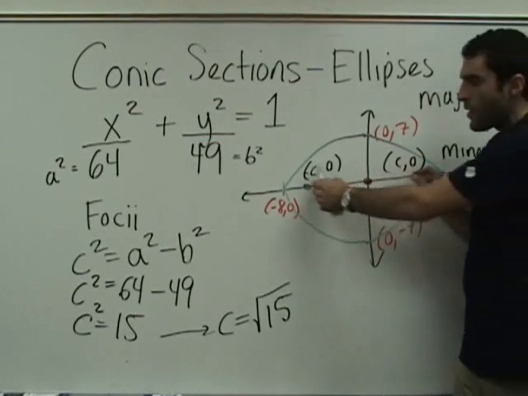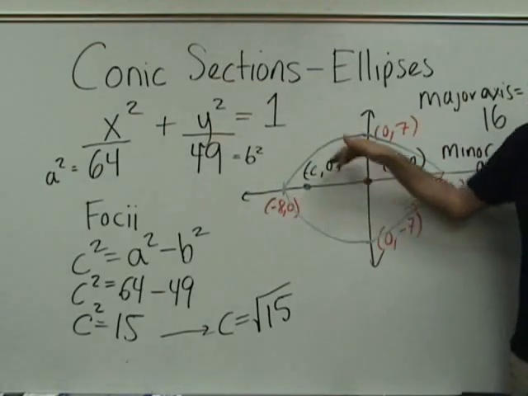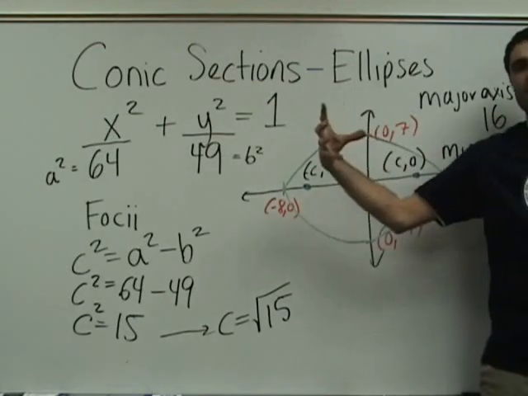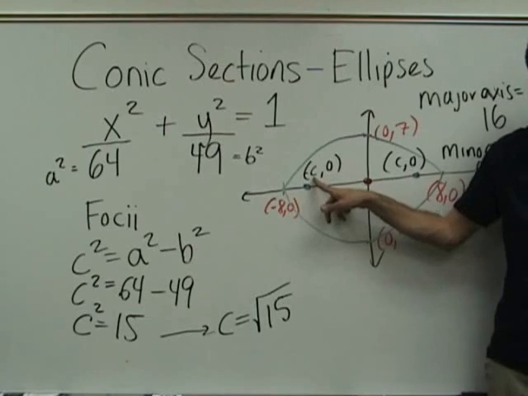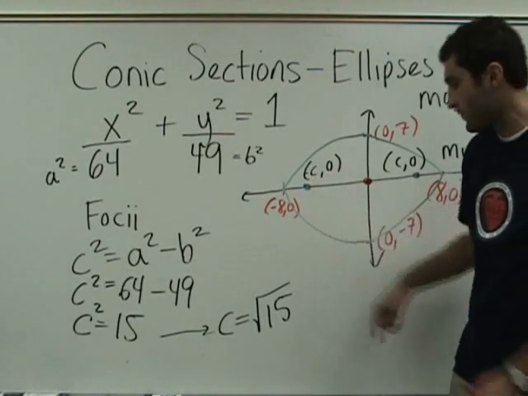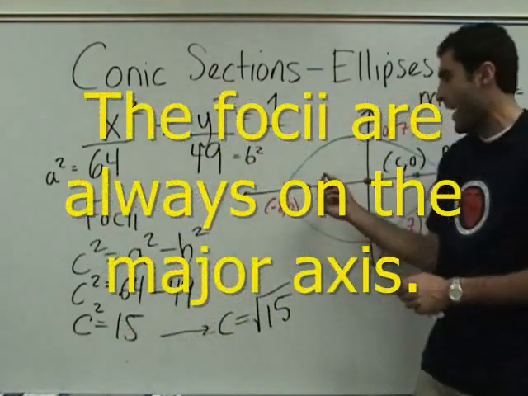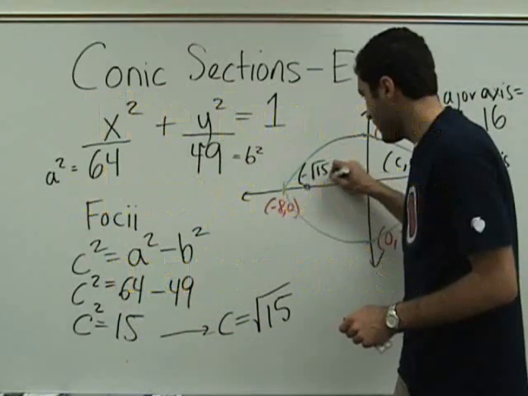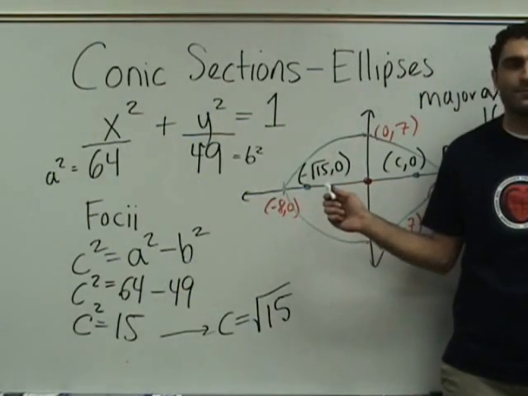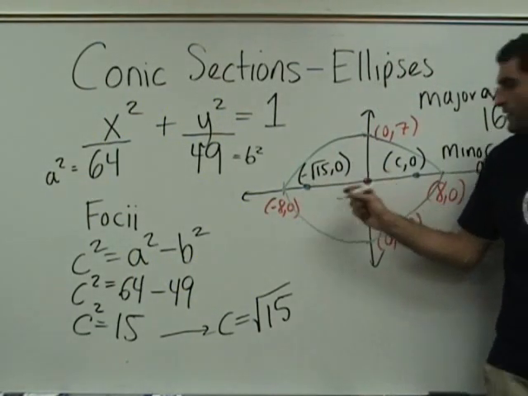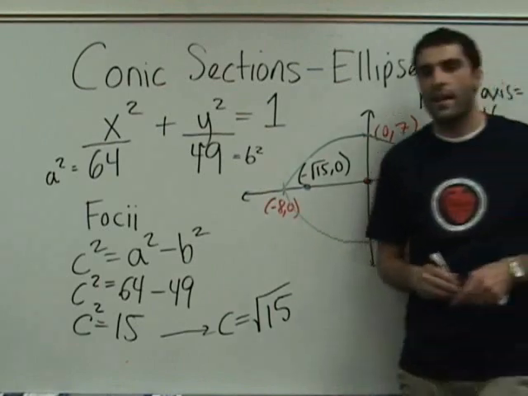And since foci always go on the major axis, if you think of an orbit, it makes sense that the orbit would be around the long side of the ellipse. All right? So at this point here is negative root 15, 0. So it's always on the major axis? Always, foci are always on the major axis. So it's 3.8 away from the center. So in our case, let's just write root 15. So root 15 away from the center and root 15 away from the center. So those are the foci, and that is it.